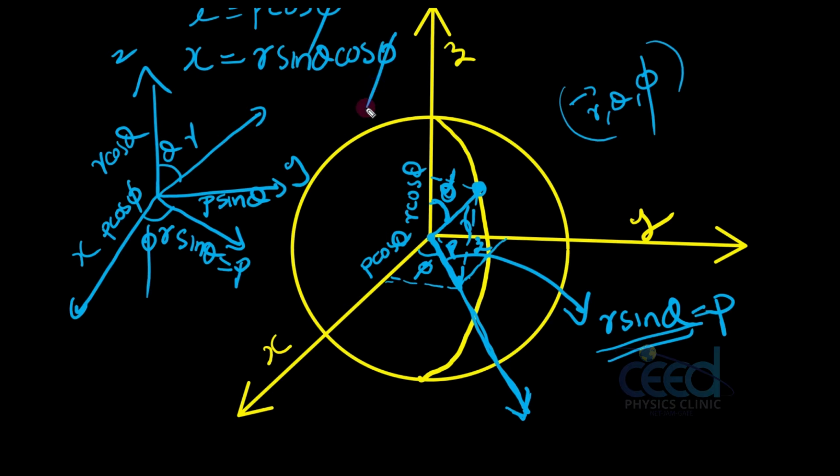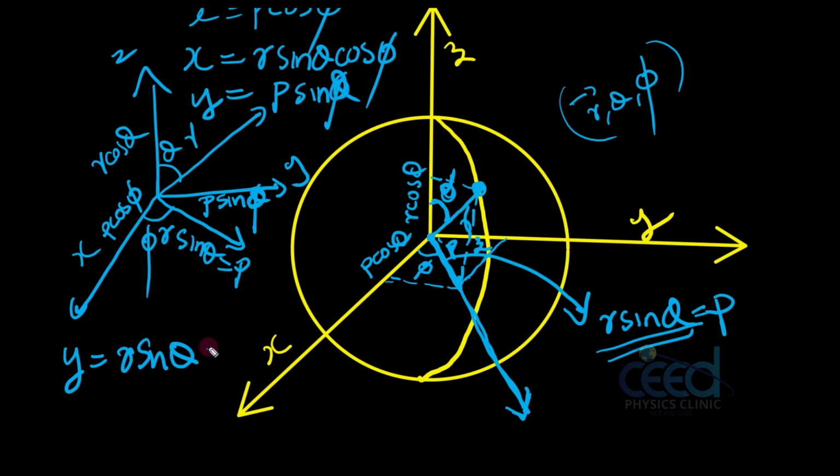And what about y? Y is equal to p sin phi, that is p is equal to r sin theta. So r sin theta sin phi, right? So this is the representation of x, y and z.